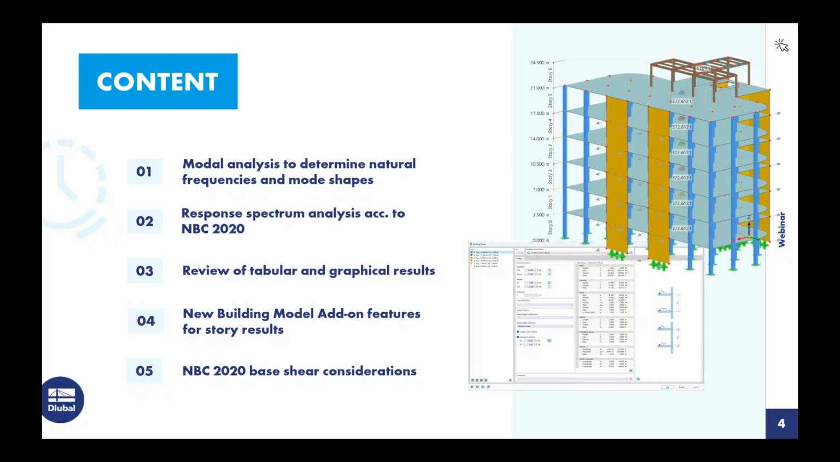Then we want to introduce our new building model add-on within RFEM 6 that will help organize our results from the response spectrum analysis by stories. And finally, at the end, we will consider the base shear requirements from the NBC 2020 and see how those are related to RFEM 6 and the result output.